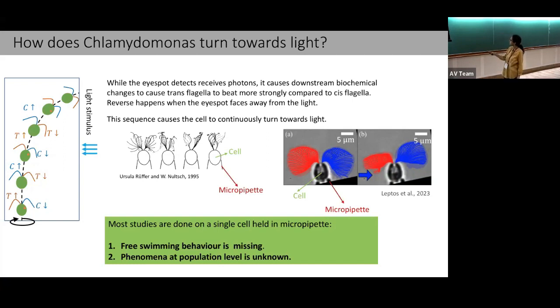So that's what this panel is showing. Here the cell is on the pipette. In the absence of light, the two flagella are beating the same way. In the presence of blue light, the eye spot is here, this one is suppressed and this one is enhanced. And that will just continue as long as the light is on, because the cell is fixed, the light is fixed, the eye spot is fixed.